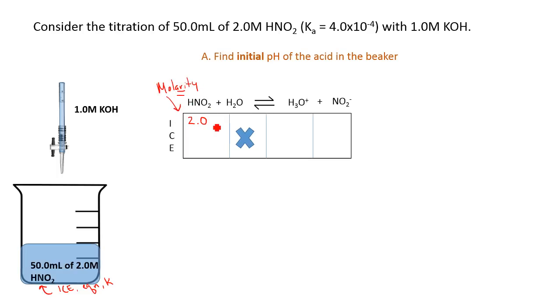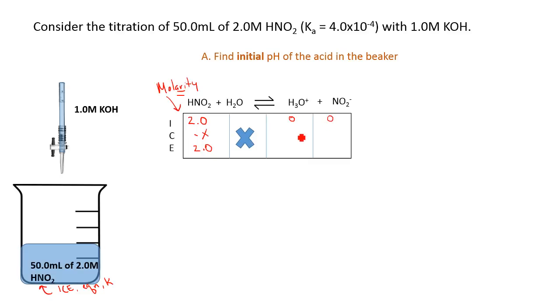So molarity can go in. We've got 2 molar here. We're going to lose some amount, but again, we don't care about that change because K is small. So we have this initial concentration that is also our equilibrium concentration of HNO2. Initially, we don't have any H3O plus or NO2 minus in the beaker.